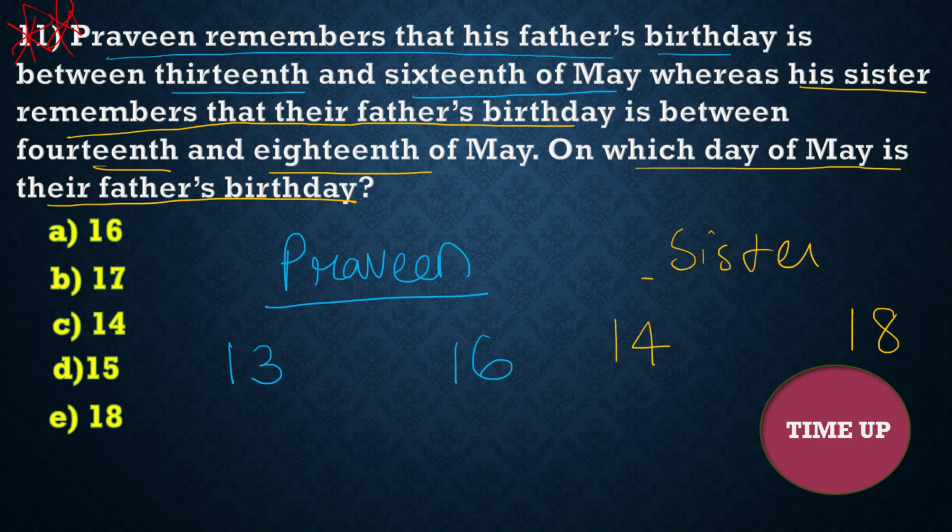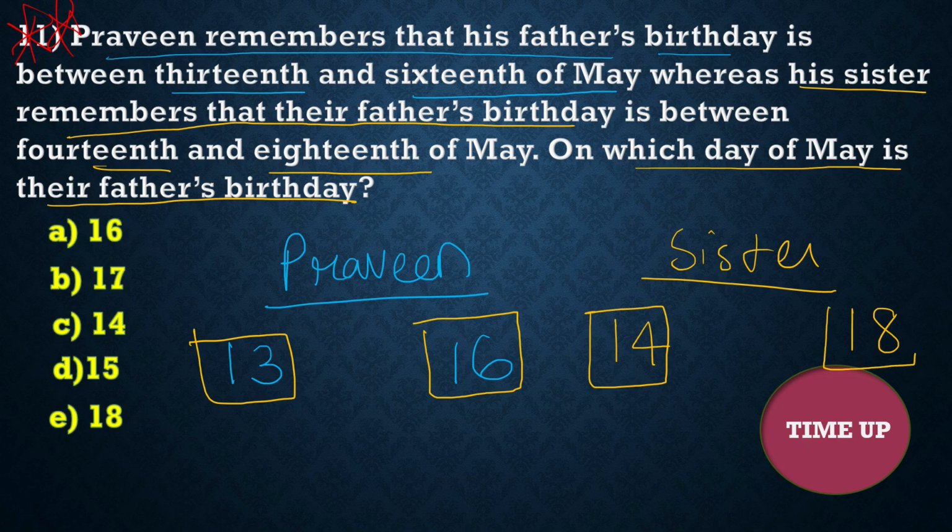How will you solve this? Praveen says that his father's birthday lies between 13th and 16th. His sister says that their father's birthday lies between 14th and 18th of May. So on which day is their father's birthday? Now, first we will talk about Praveen and then we'll go to his sister. Praveen says that it lies between 13th and 16th. So in between 13 and 16, how many numbers will you have?